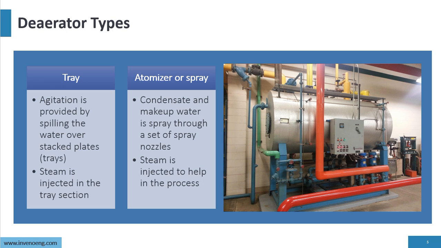There are 2 types of deaerators. Tray: agitation is provided by spilling water over stacked plates or trays, and steam is injected into the tray section. Or an atomizer or spray type deaerator: condensate makeup water is sprayed through a set of spray nozzles, and the steam is injected to help the process.